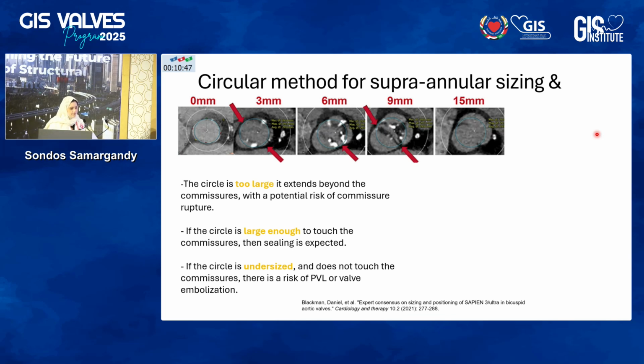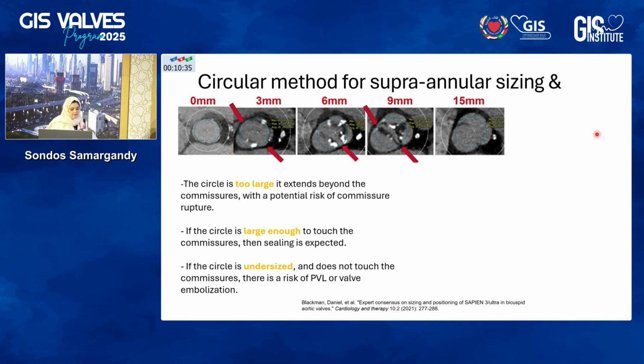So you put a circle at the level of the annulus, then you propagate that circle into the proximal aortic root until you reach the level of the narrowest point in the opening of the leaflets. And by this, you would say how much expansion you can make during implantation of the valve.